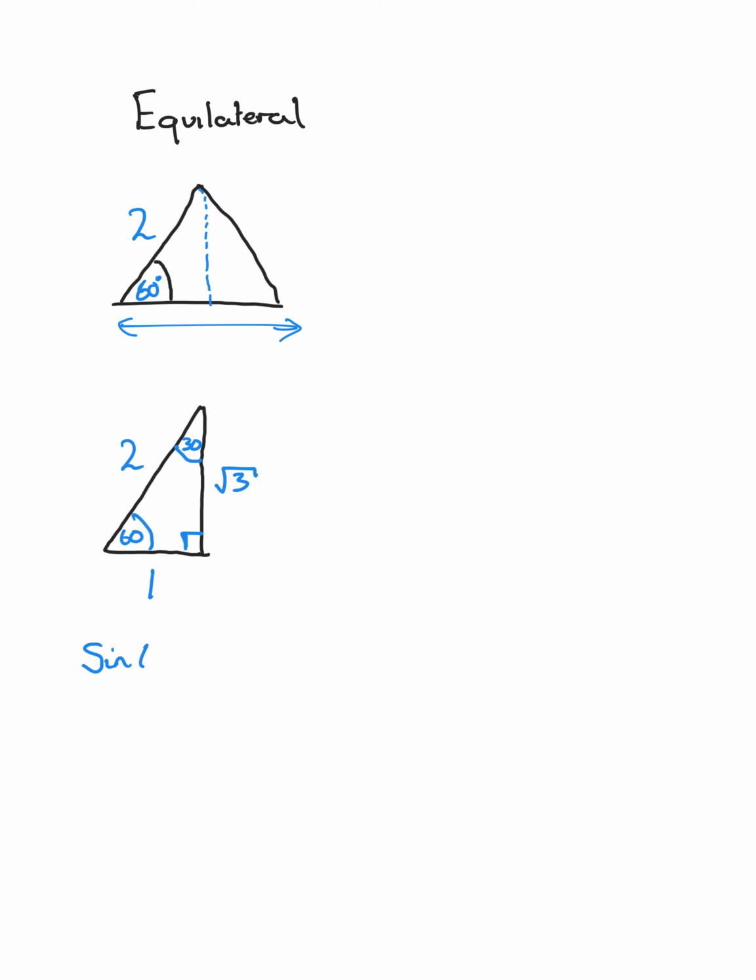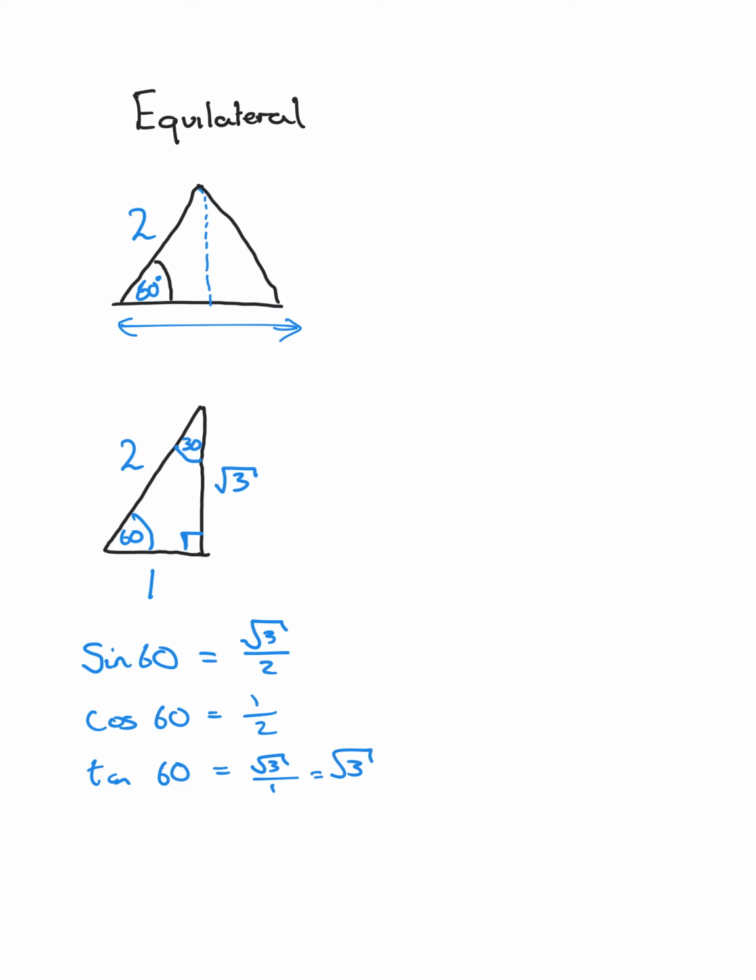Okay, so now we're just going to use our SOHCAHTOA, and the sine of, for instance, sine 60 equals the opposite over the hypotenuse, root 3 over 2. The cosine of 60 is the adjacent over the hypotenuse, 1 over 2, and the tan of 60 is equal to opposite over adjacent, root 3 over 1, which is just root 3.